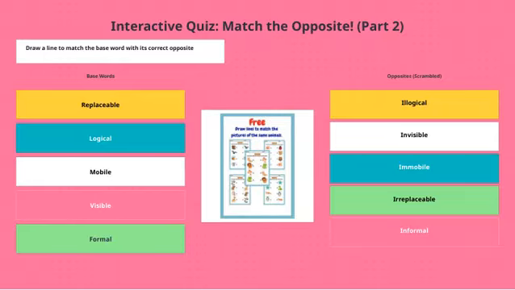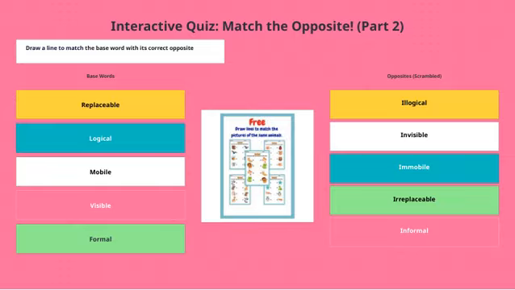All right, now it's time for a fun interactive quiz. On this slide, we have Match the Opposite, part 2 of our activity. The goal here is to draw a line connecting each base word to its correct opposite. You'll notice the base words are replaceable, logical, mobile, visible, and formal. And scrambled, we have the opposites: illogical, invisible, immobile, irreplaceable, and informal. The key point here is to understand that each word has a clear opposite that often describes the absence or the negation of the original.